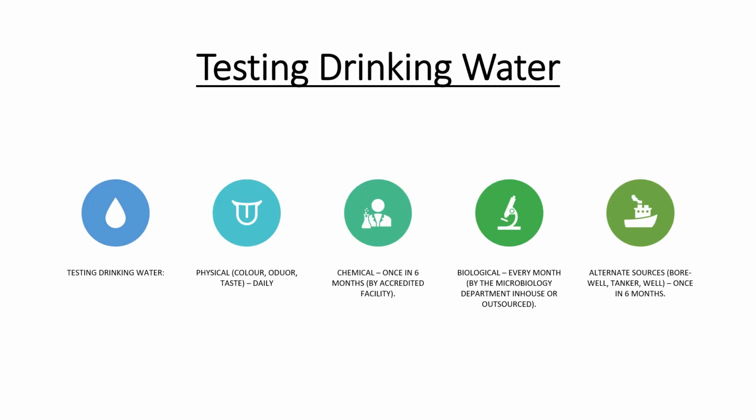Testing drinking water involves testing for the physical characteristics such as color, odor, taste on a daily basis, and chemically once in 6 months by an accredited facility like NABL accredited labs. Biologically, it includes testing every month by the microbiology department, in-house or outsourced, and at the sources like borewell and tanker well once in 6 months.